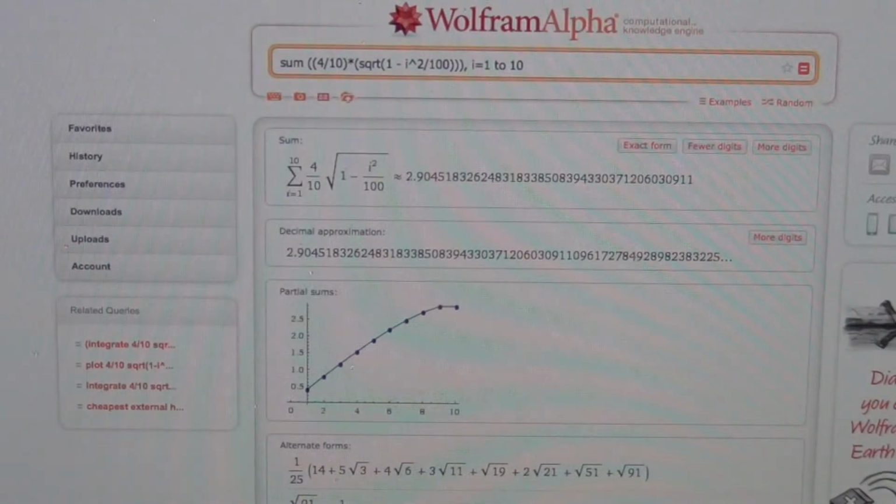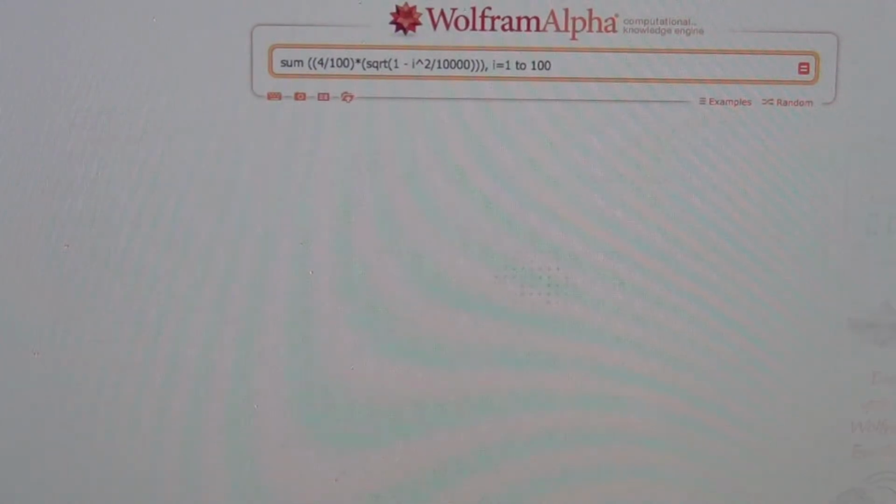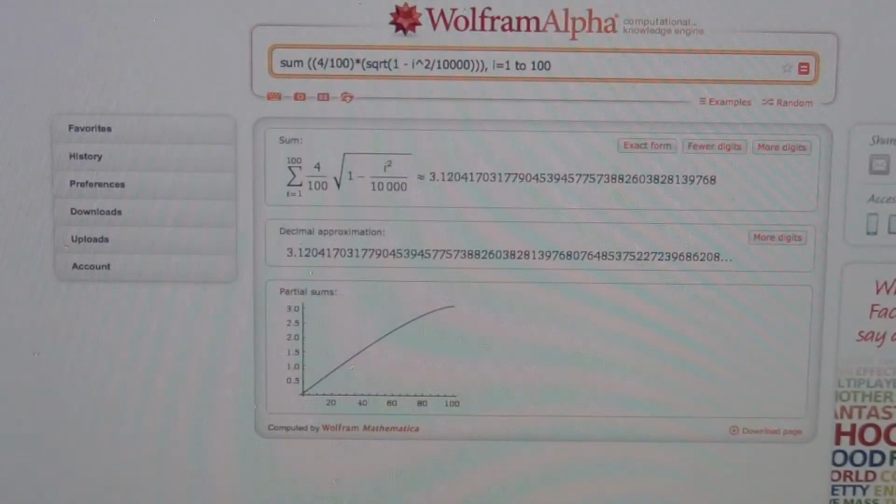Let's use more. Let's try maybe 100. So we say 4 over 100 times, do you know what 100 squared is? I think it's 10,000. Good job. Sum from 1 to 100. Let's see if we get closer. Okay, Wolfram Alpha is crunching, and hey, 3.12. That's getting really close, right?